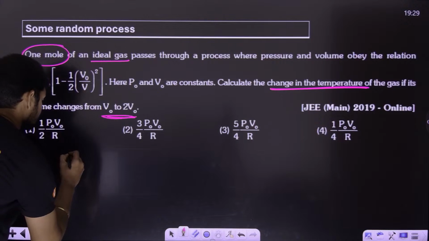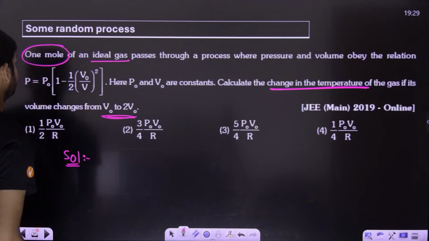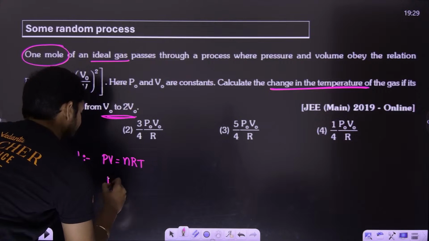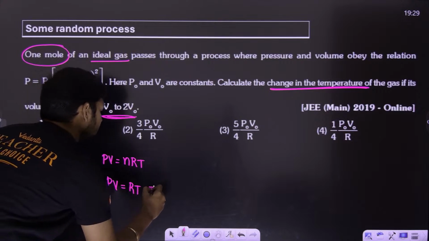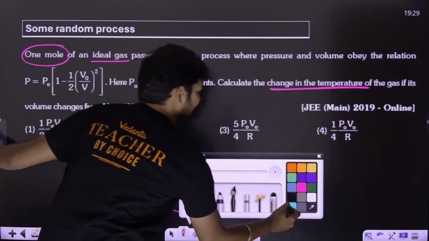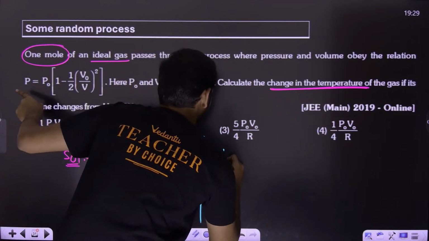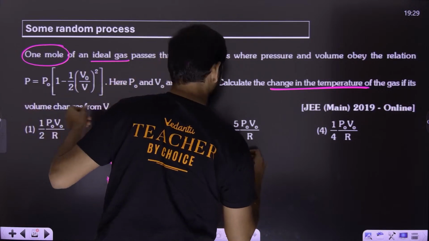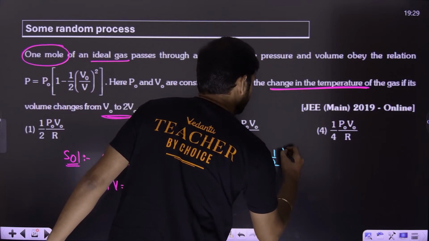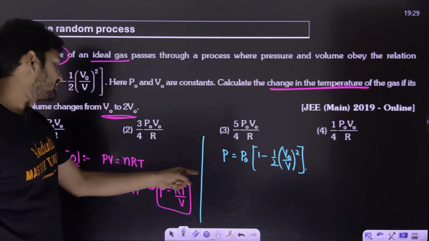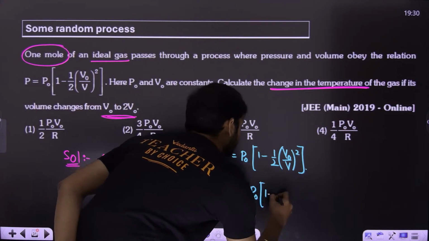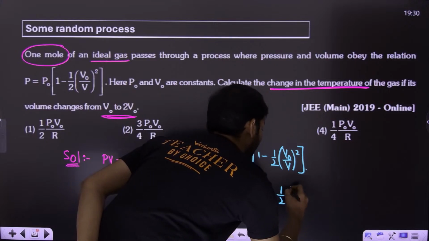Okay, now look. PV is equal to nRT is the ideal gas equation, and they are talking about 1 mole. So I got this to be the pressure. And what is given? P is given as P naught into 1 minus half V naught by V square. What's P? RT by V is P naught into 1 minus half V naught by V square.